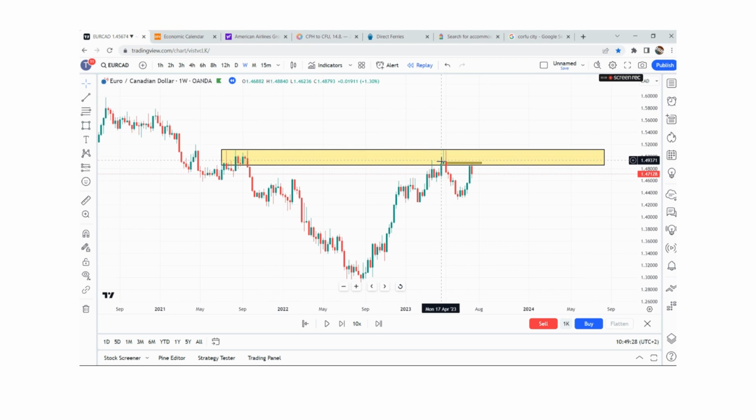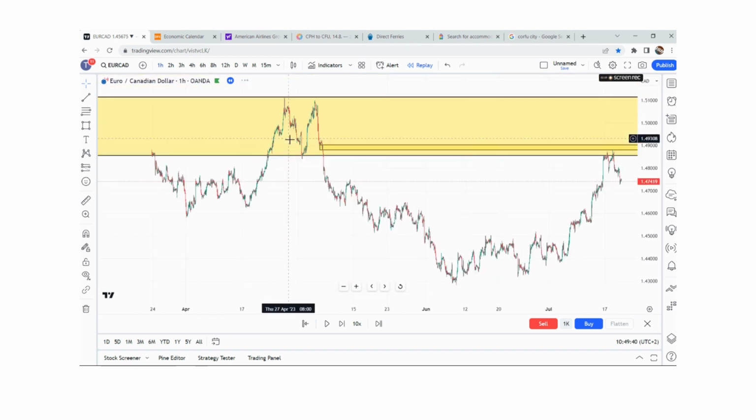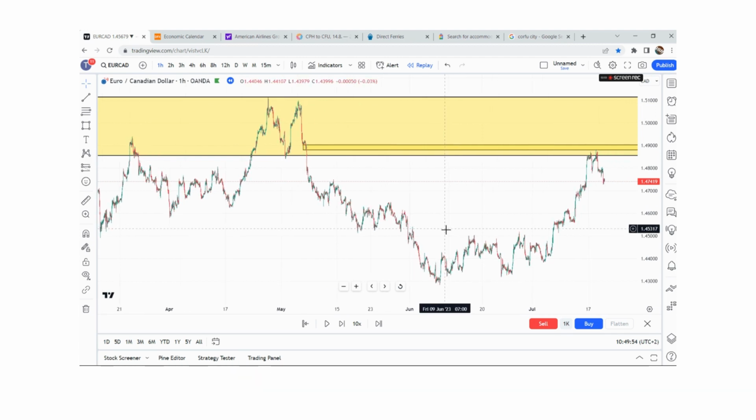So what I did, I went on the 4 hour. I think it was 1 hour. After that, let me scroll out. As you can see, price here went deeply into the weekly supply zone, and after that it dropped from here all the way down to here. So after that, what I wanted to find is a lower time frame supply level where I can trade off.